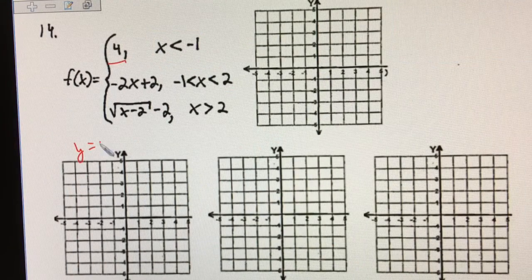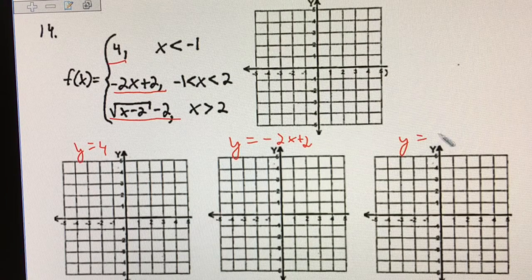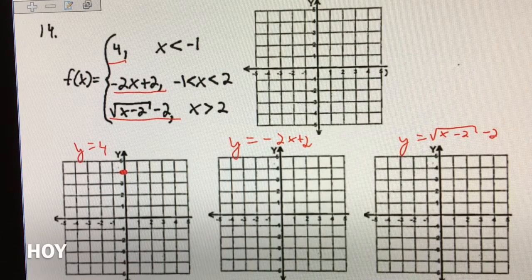I have to graph y equals 4. I have to graph y equals negative 2x plus 2. I have to graph y equals square root of x minus 2, minus 2. Y equals 4, I go to y value 4, and then I draw a horizontal line through that.